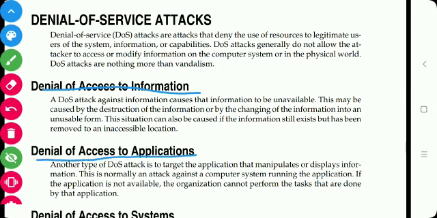Next is denial of access to applications. There are various applications of the organizations which are useful to the organization, which perform specific tasks. So denial of access to application means that applications are made unavailable by the attacker, so that the task which is done by that application is not performed.